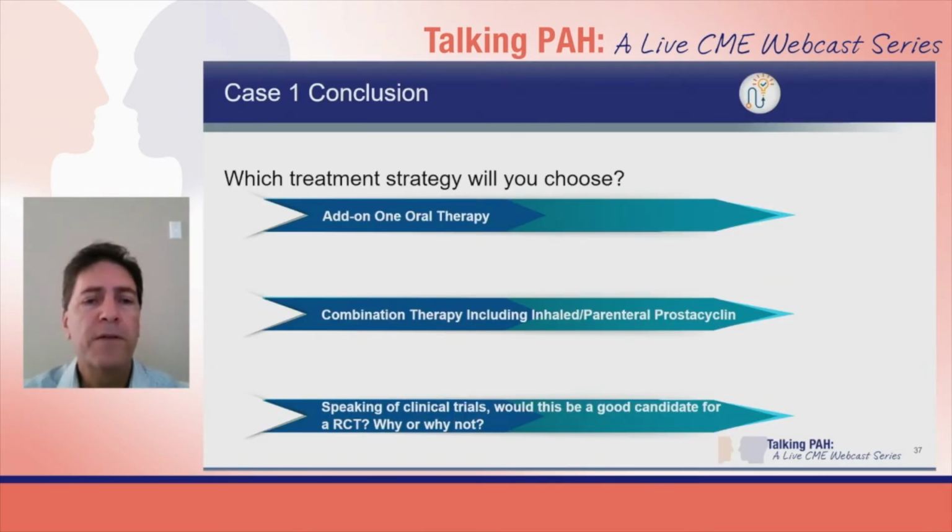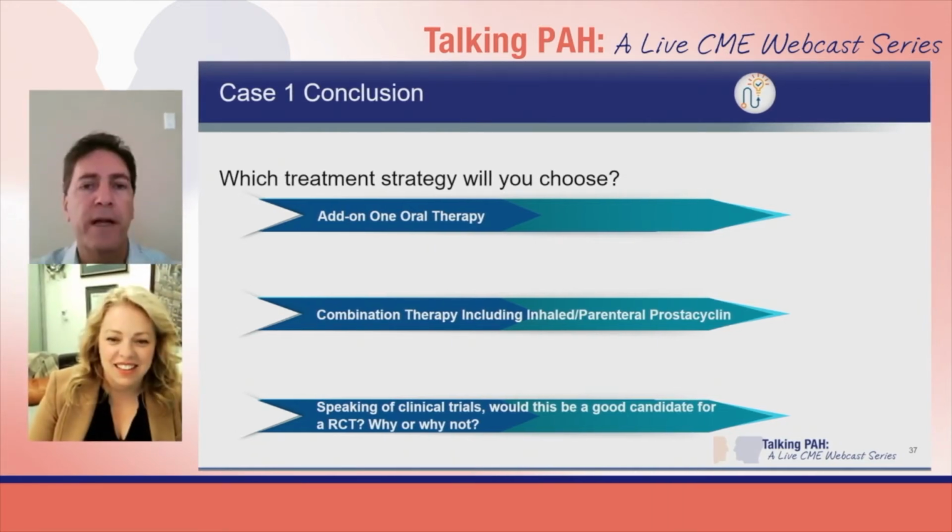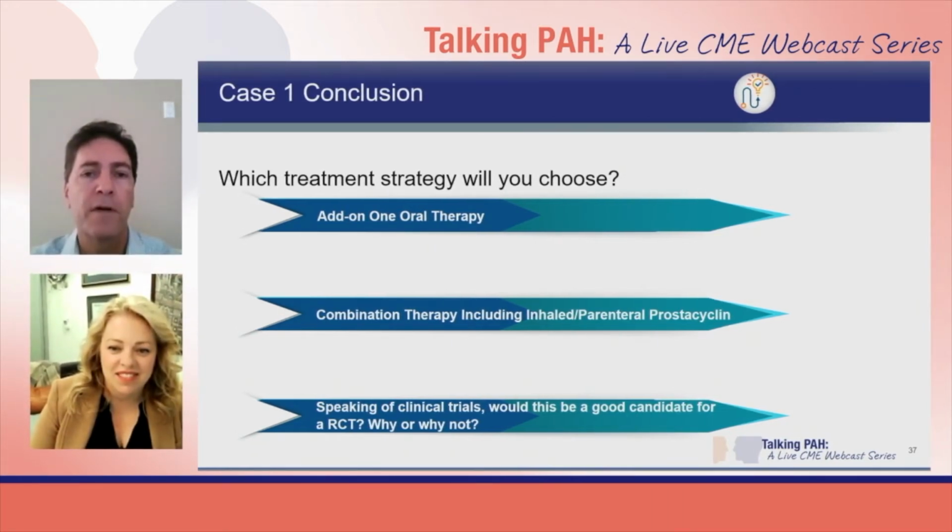So what treatment strategy would you use? Would you add on one oral therapy? Would you use combination therapy, including inhaled and parenteral prostacyclin? Or speaking of clinical trials, would this be a good candidate for a clinical trial? Why or why not? I use the clinical trial as sort of an arm of a three-pronged attack, meaning that if the patient is not only willing, but I feel that it's safe to be in a randomized placebo-controlled trial, I will often offer these patients the opportunity in a trial.